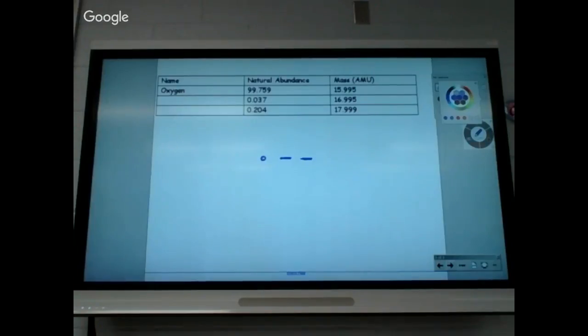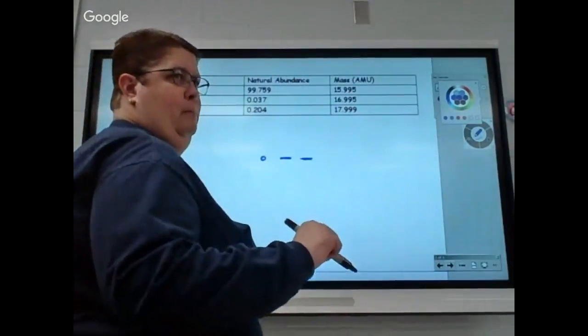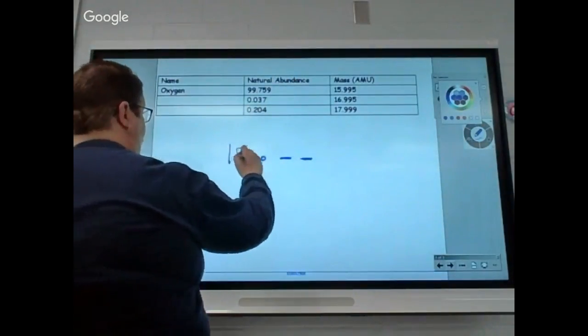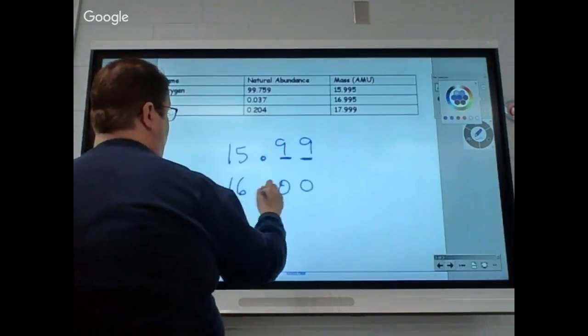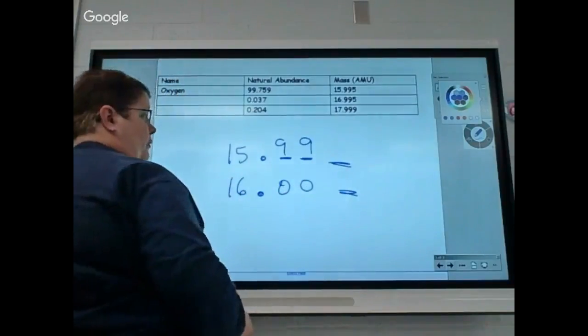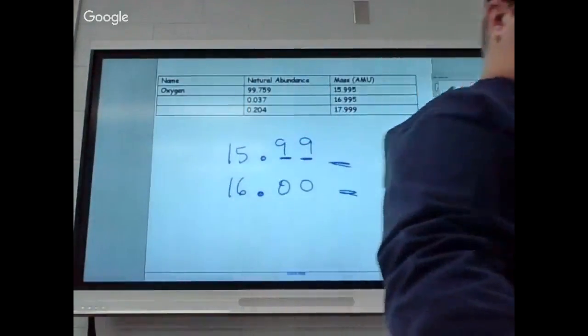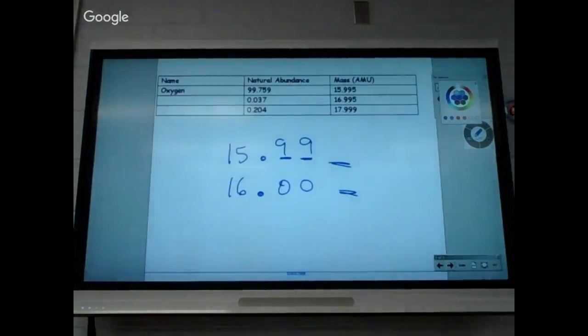All right, what'd y'all get? Basically, that's what I was saying. So 15.99, or you rounded it up to 16.00? Okay, depending on how you rounded here and here. All right, questions? Are we all okay with that?